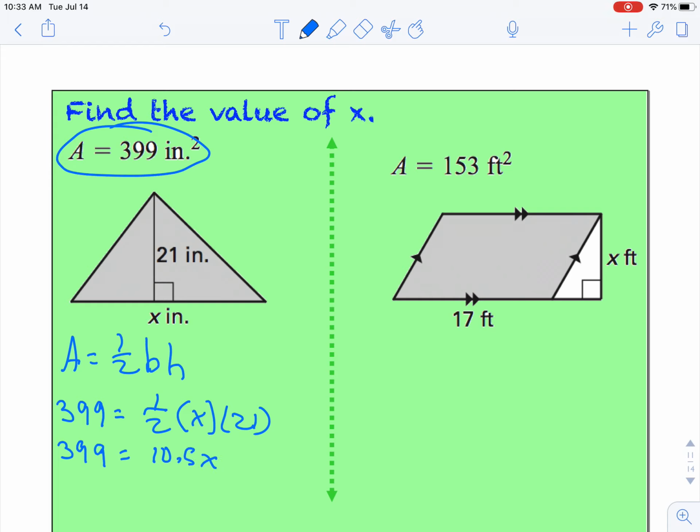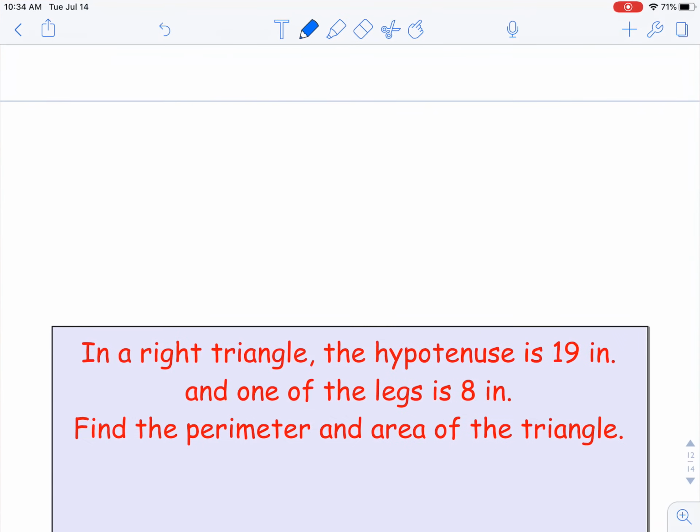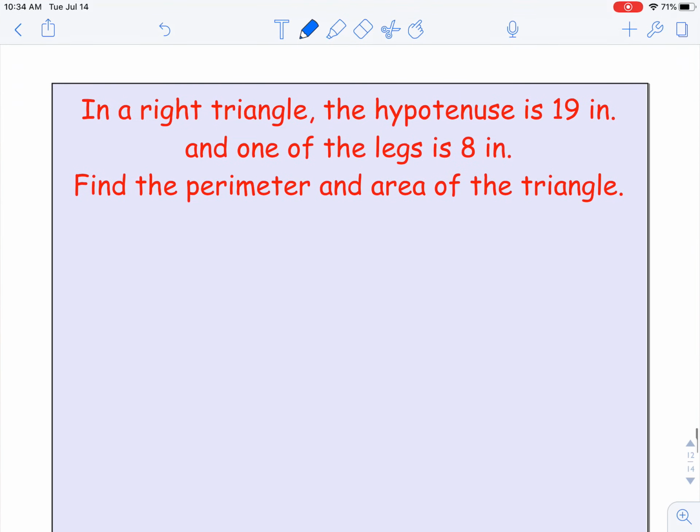So 399 equals 10.5 x. Now I just take 399 divided by 10.5. So my x, or my base, is 38 units, or in this case, inches. Okay, so now you see if you can do the same thing with the second problem, and then again check back to the notes to see if you've done it correctly.